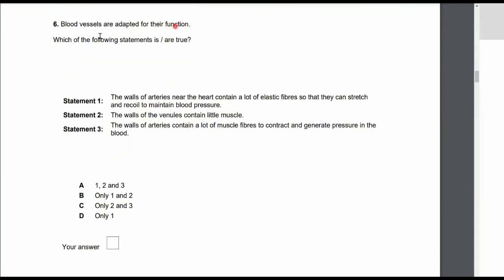Let's move on to question 6. Blood vessels are adaptive for their function. Which of the following statements are true? The walls of the arteries near the heart contain a lot of elastic fiber so they can stretch and recoil to maintain blood pressure. Well, we know that's true. You need elastic in the aorta because the pressure is so high.